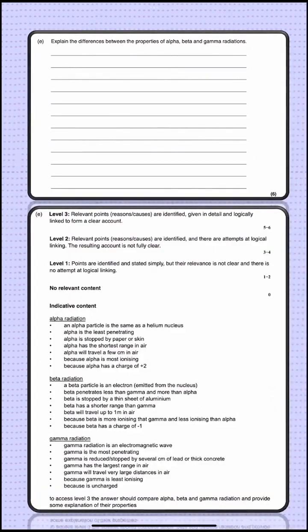What have we talked about? Helium nucleus, yes. Least penetrating, yes. Stopped by this. Shortest range, we didn't. Yeah, we did talk about that actually. No, we didn't talk about that, but that's fine. You don't need to mention everything. Few centimeters of air, we didn't mention that.